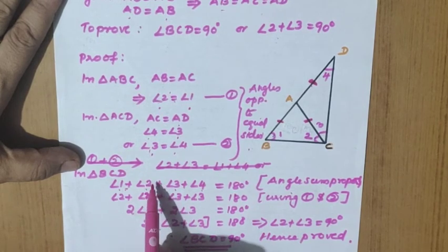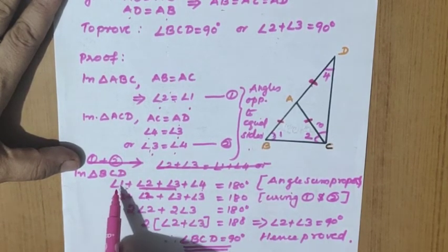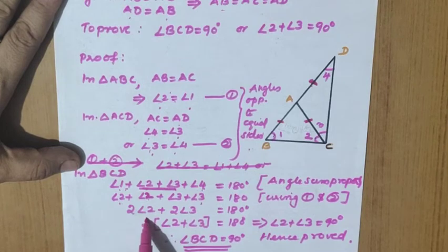But we want the result angle 2 plus 3 only. So 1 and 4 should be eliminated. So instead of 1, angle 2 should be written. Instead of 4, angle 3 should be written. So 2 times of angle 2 plus 2 times of angle 3 equal to 180. Therefore, angle 2 plus angle 3 is 90. Angle BCD equal to 90 degree. Hence proved.